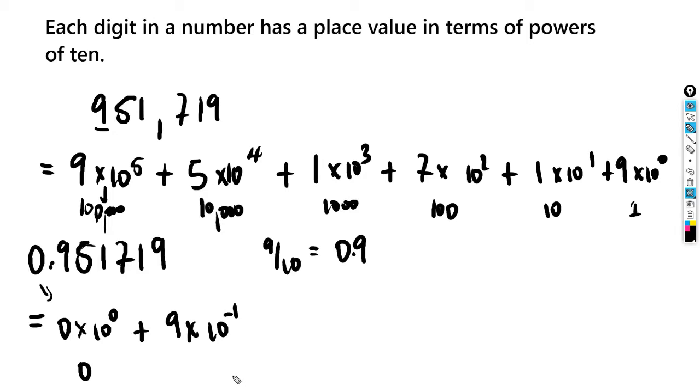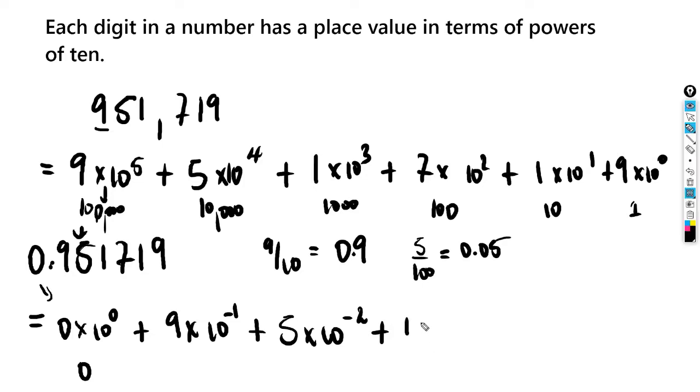So you see how amazing and detailed this system is. It really works. So let's continue now, and the next one would be 5 times 10 to the negative 2, okay? Which would be the same thing as 5 over 100, which would be 0.05. Then the next one is actually 1 times 10 to the minus 3, which would be 0.001.